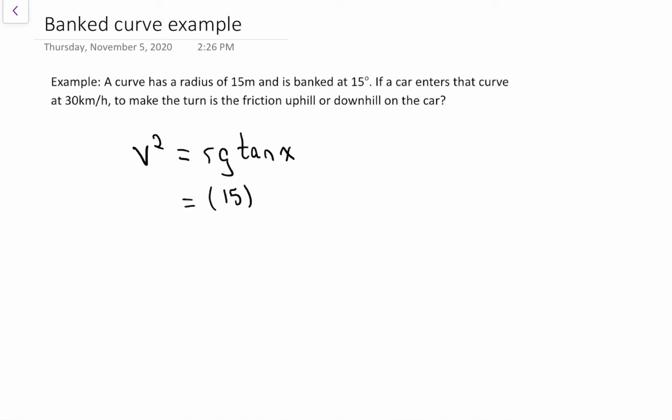This particular one I made up: 15 meters, g is always 9.8, and then we'll take the tan of 15 degrees. When we crank all that out and take the square root, I get the number 6.3. That's in meters per second. I need to compare that to 30, so converting the 6.3, it converts to roughly 23 kilometers per hour.